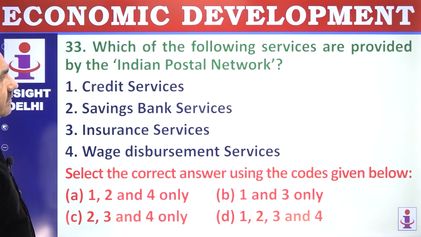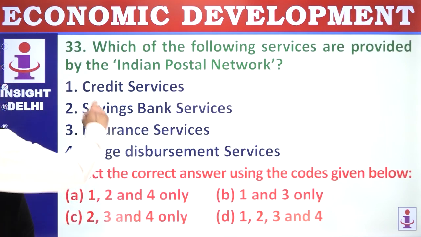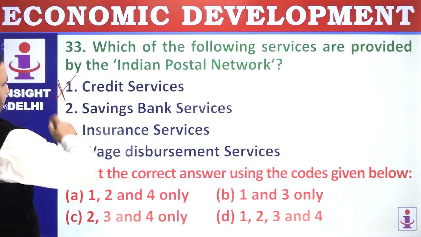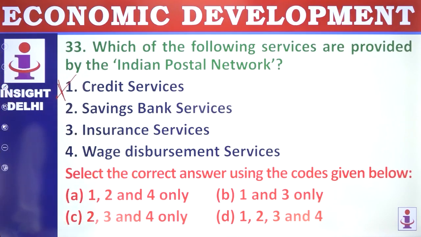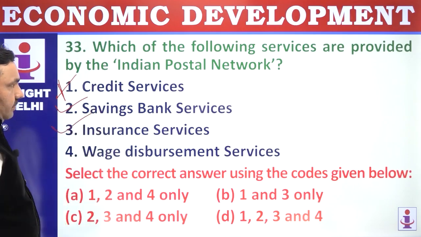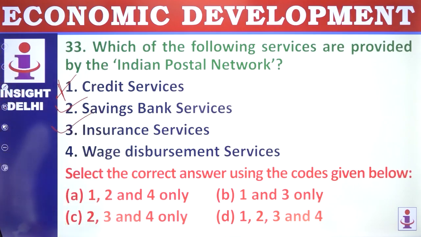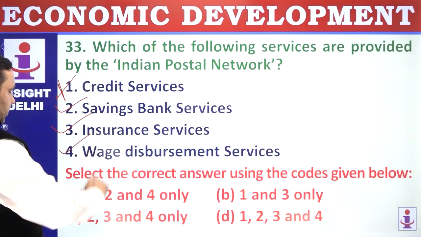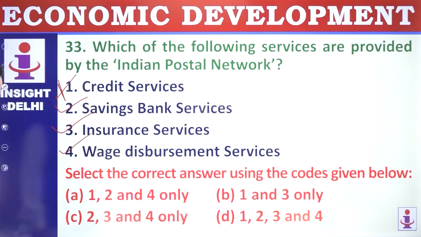33. Which of the following services are provided by Indian Postal Service? Credit service is not given, and you'll find other banking services are available through postal networks also. Savings bank, insurance, PLI is there. Postal life insurance, wage distribution happens, all these things happen. 2, 3, 4. C.